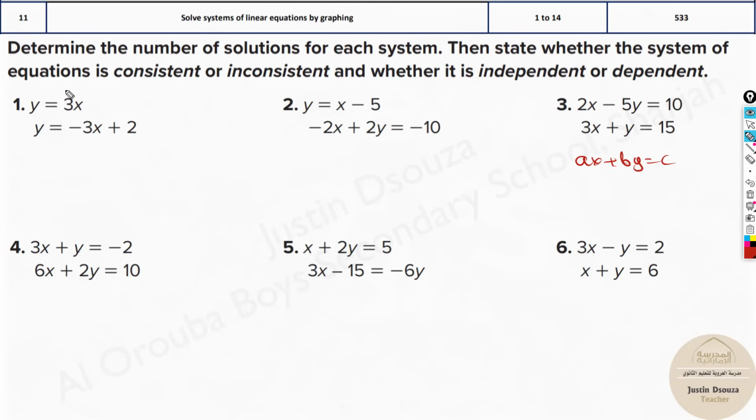Leave y as it is. Let's take this to the other side. This equation will be rearranged to minus 3x plus y is equal to 0. And for the second one, 3x goes to the other side, it becomes positive, plus y is equal to 2.